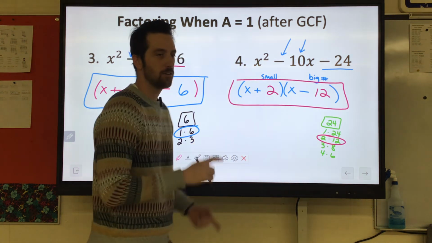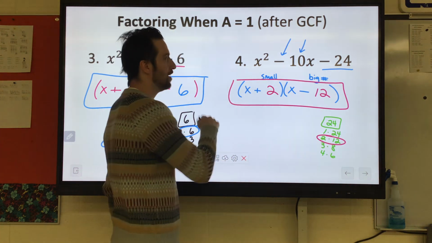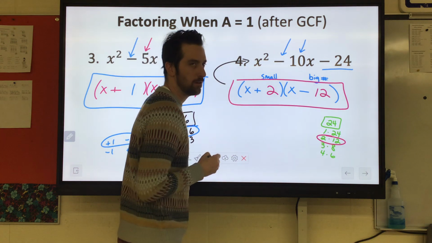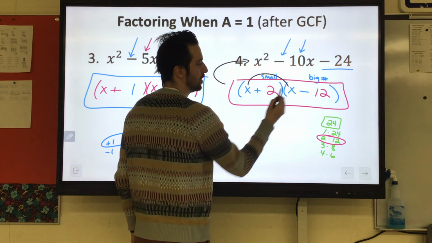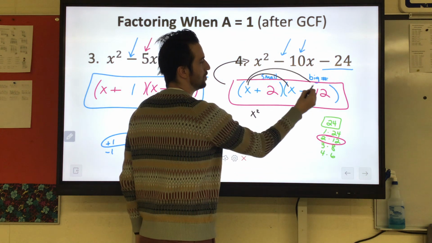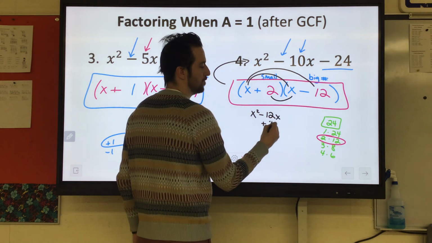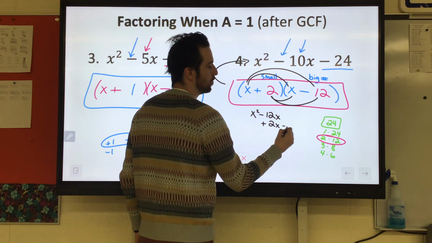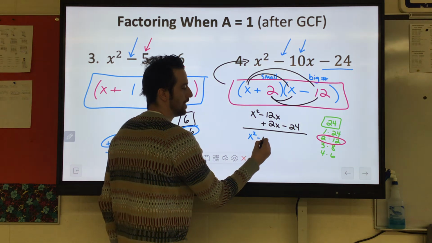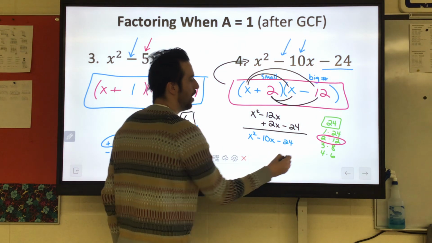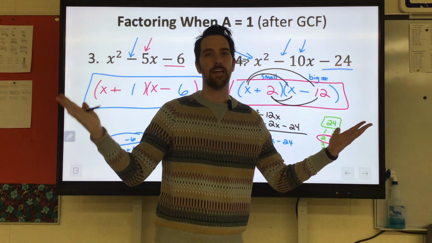Now, if you're ever taking a quiz or test and you want to check your answers, if you have some extra time, you could multiply it out and make sure it comes out to x squared minus 10x minus 24. So if you FOIL, x times x is x squared, x times negative 12 is negative 12x, inside 2 times x is positive 2x, and 2 times negative 12 is negative 24. If you combine your like terms, we'd have x squared minus 10x minus 24. OMG, that was the original problem. We're so smart. You did it. We did it. Good job.